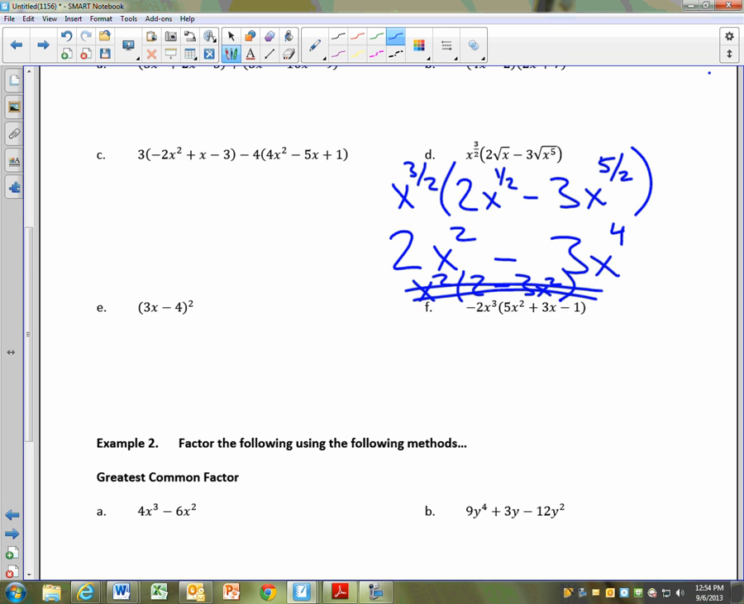Oh, to get from 3 halves, 5 halves to 4, you add it. 3 halves plus 5 halves is 8 halves, which reduces to 4. It's a good question. Thank you for asking. I didn't write it down.